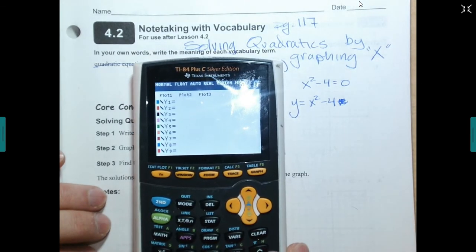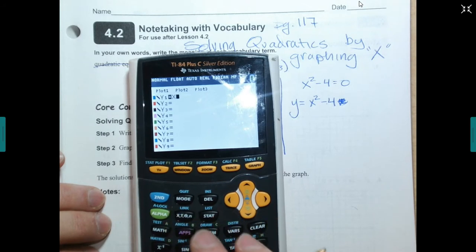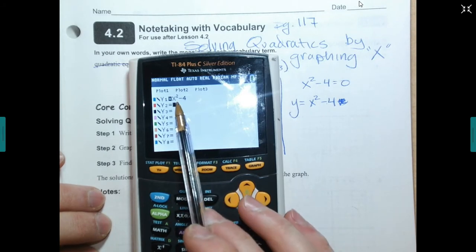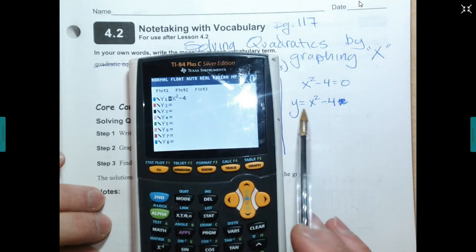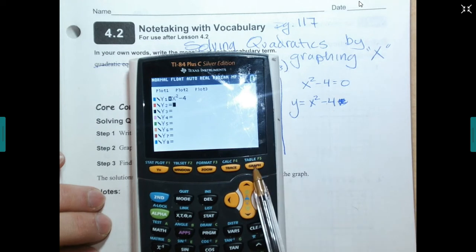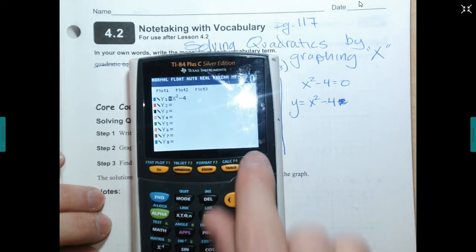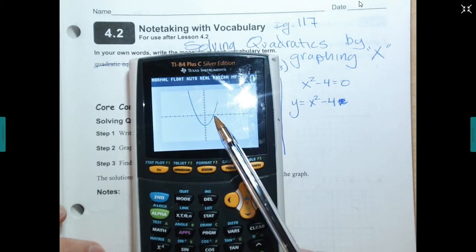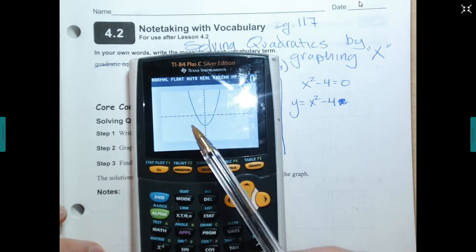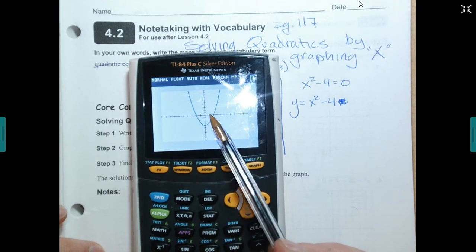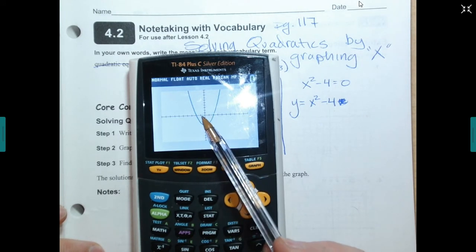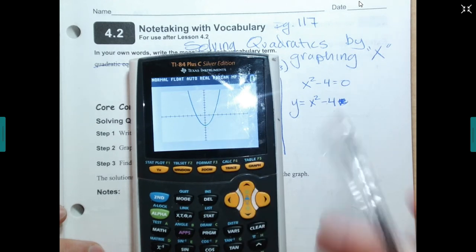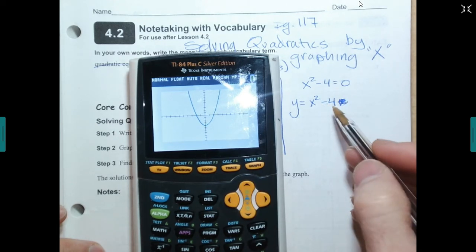So I take that and enter x squared minus 4. There is my equation, y equals x squared minus 4. Then I hit graph. It shows me my graph, and it should cross through negative 2 and positive 2. So there it is, negative 2 and positive 2, and on my y-axis I have 1, 2, 3, 4, negative 4, which makes sense because that's my c value, negative 4.